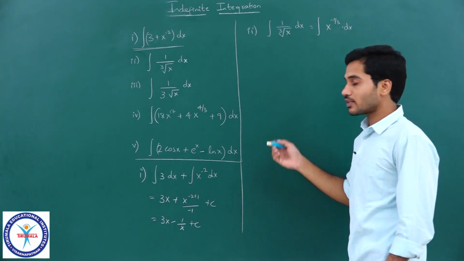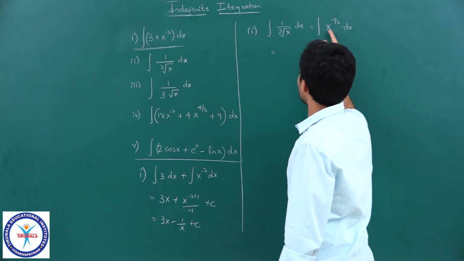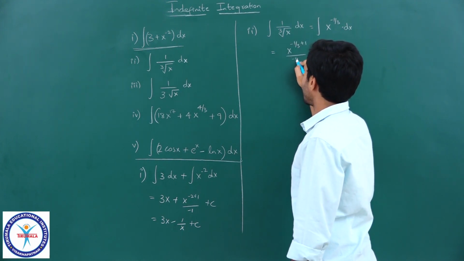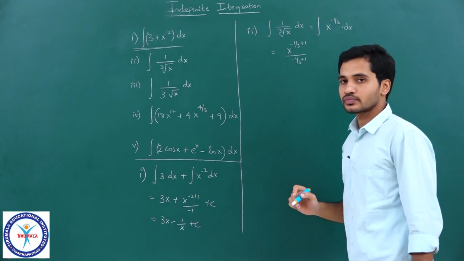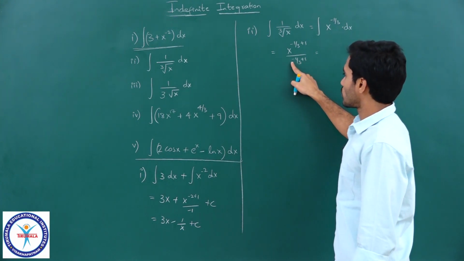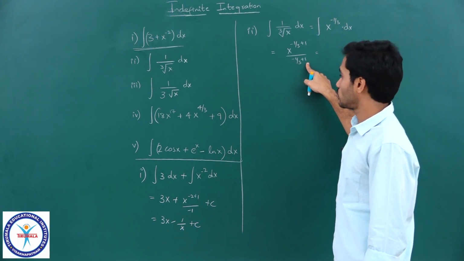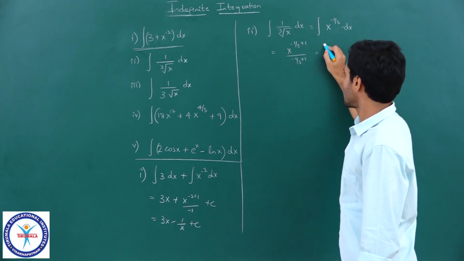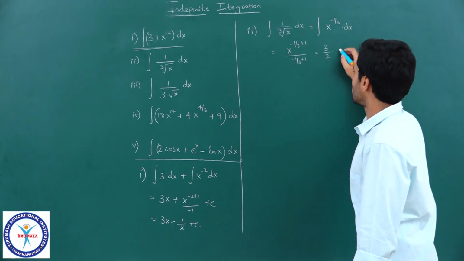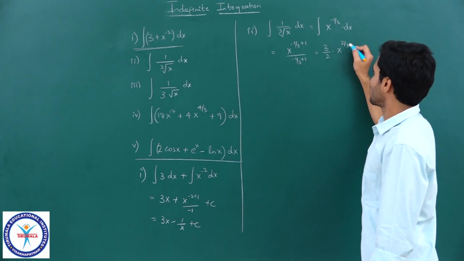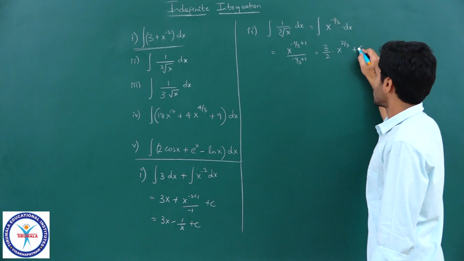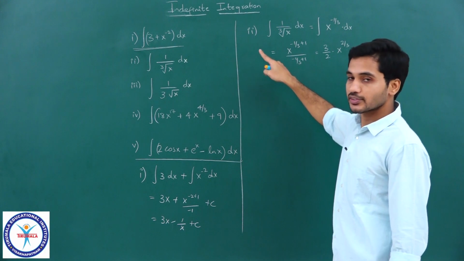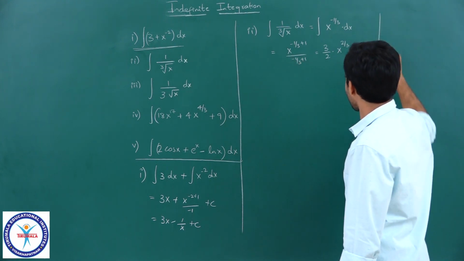And now, you can easily apply the formula. This will be equal to x power minus 1 by 3 plus 1, divided by minus 1 by 3 plus 1, correct. What is minus 1 by 3 plus 1? It is 2 by 3, and division by 2 by 3 will become 3 by 2, correct. So, 3 by 2 into x power 2 by 3. Do not forget the constant, it should always be written when you are performing indefinite integration. This is indefinite integration.